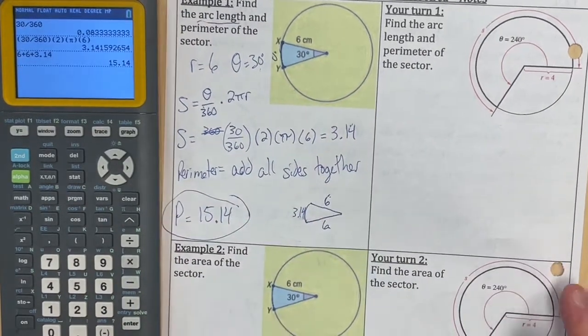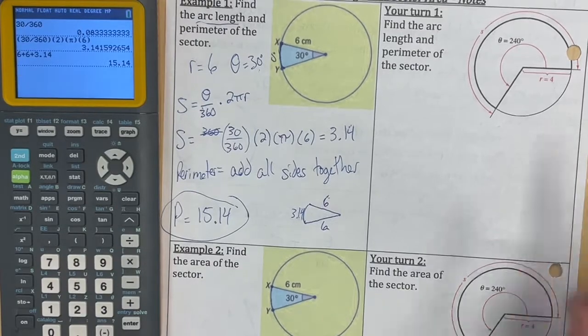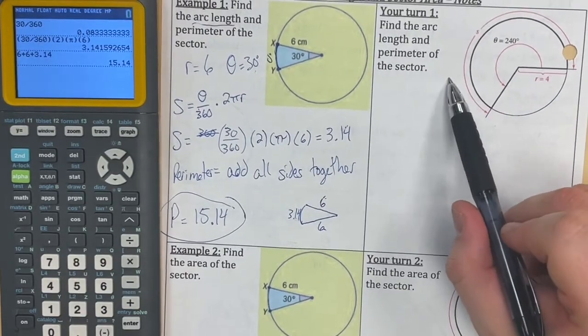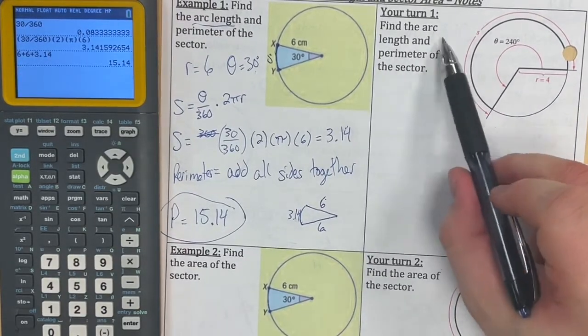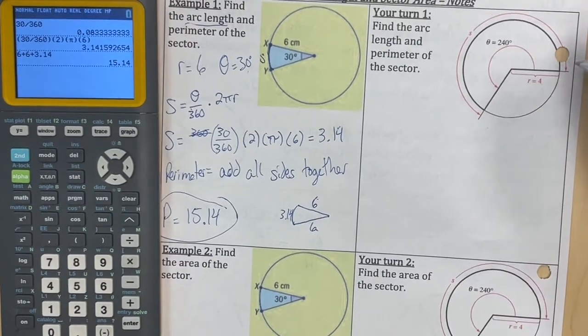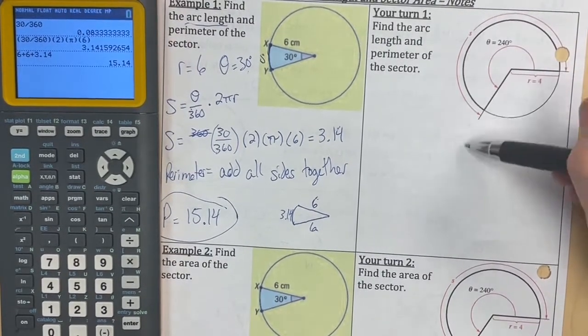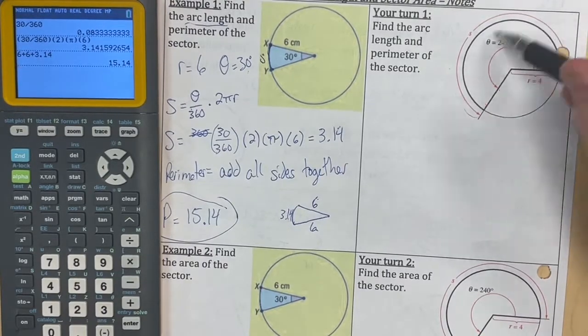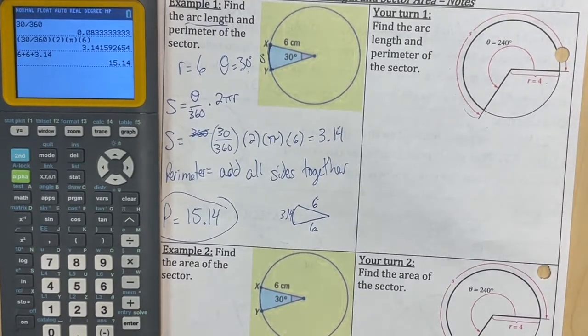So make sure you try those out. Try the your turn. All you're doing is finding the arc length. Notice this outside amount has the S here. We're trying to find that outside amount when the radius is 4 and your angle is 240. Make sure you have your labels, find your arc length, and then the perimeter of that shape.